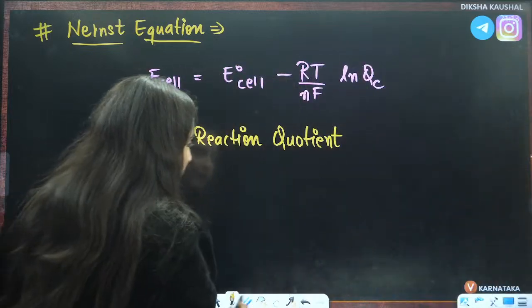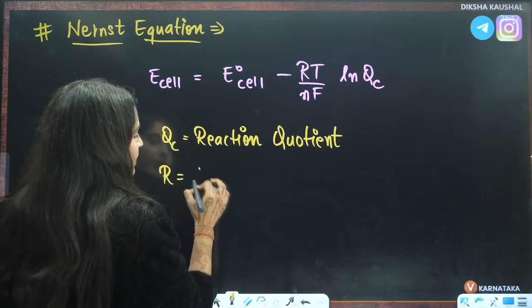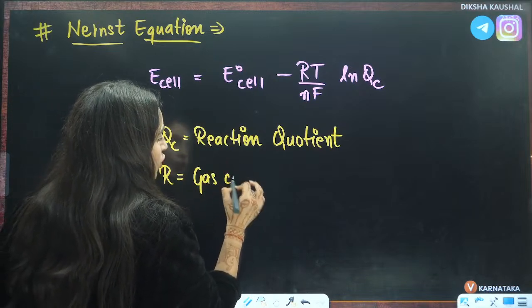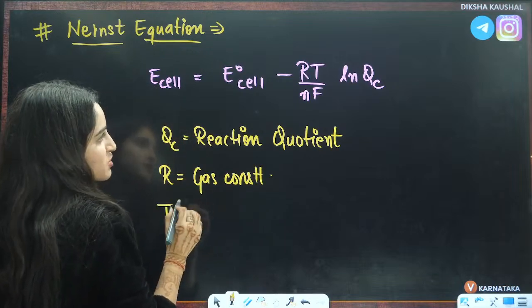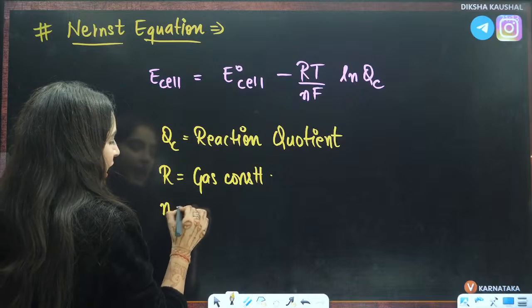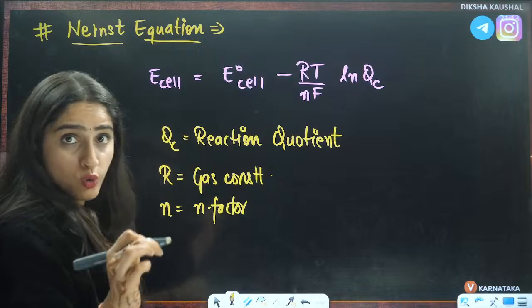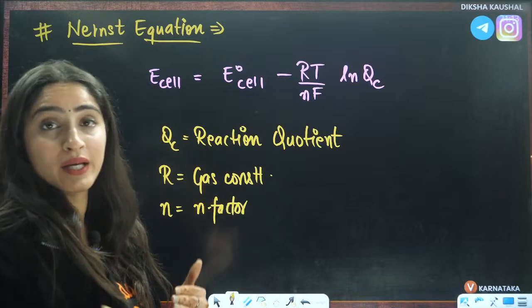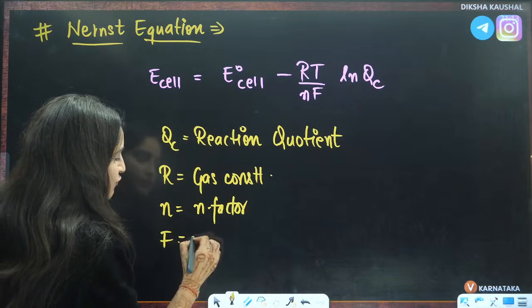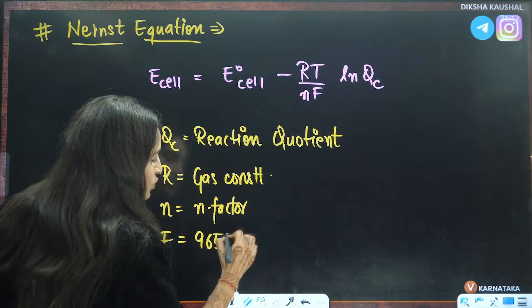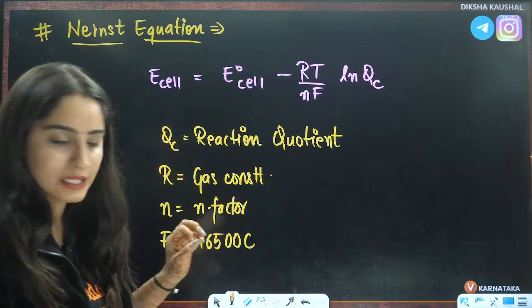So now I am going to write down here what is R? R is the gas constant, universal gas constant, right? Then we have T, that is temperature in Kelvin. What is N? N is the N factor, that is the number of electrons gained or lost in a chemical reaction, right? Then we have F, that is Faraday, that is 96500 coulombs, right? Okay, so this becomes your overall thing.